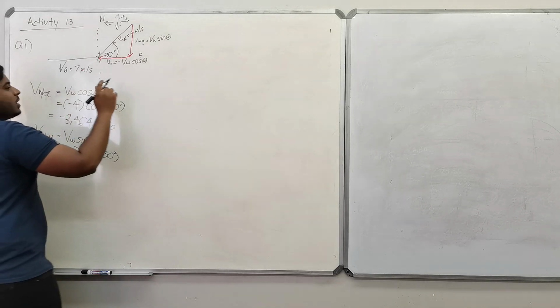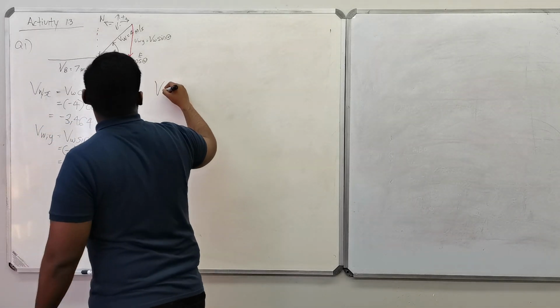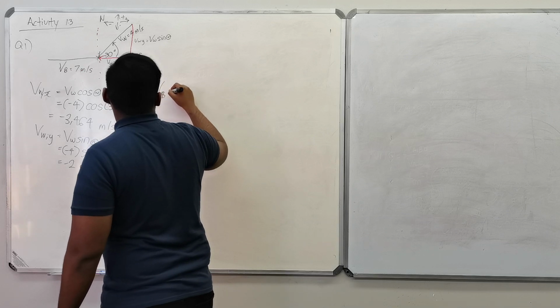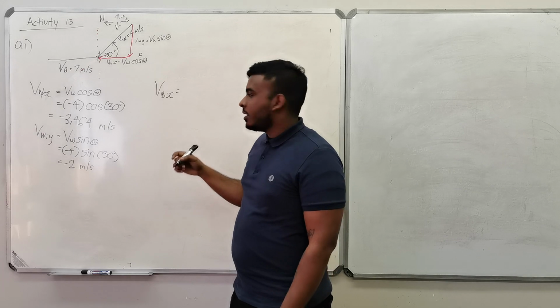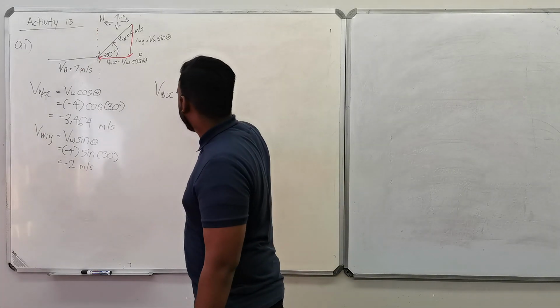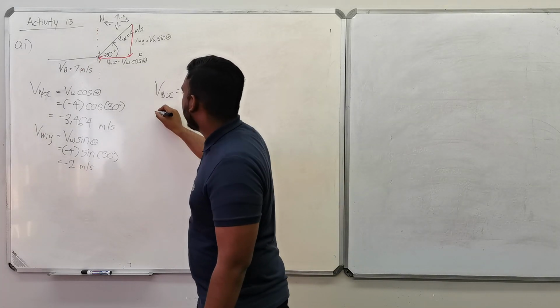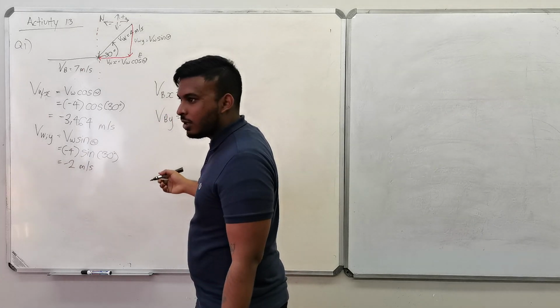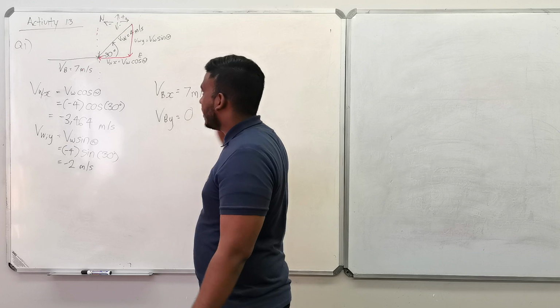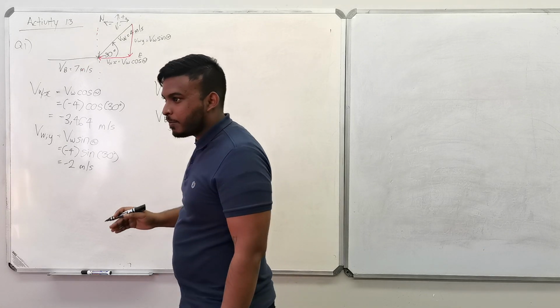Now let's work out the velocity of the bird along your x-axis. So this would just be equal to positive 7 meters per second. The velocity of the bird along your y-axis is 0. And it's positive 7 because it's moving to the east side, in an easterly direction.